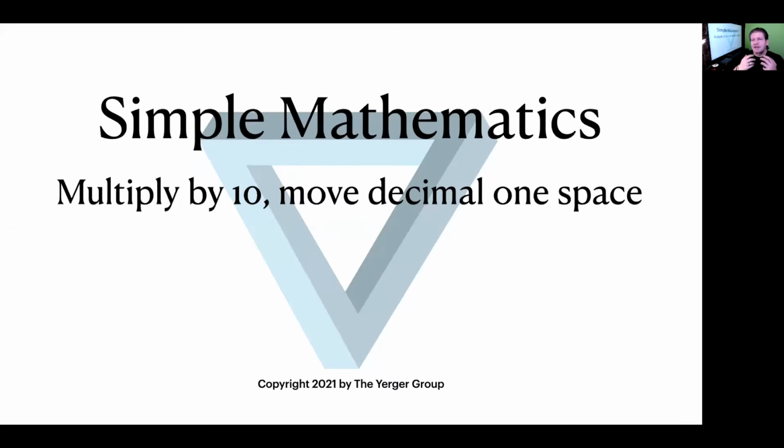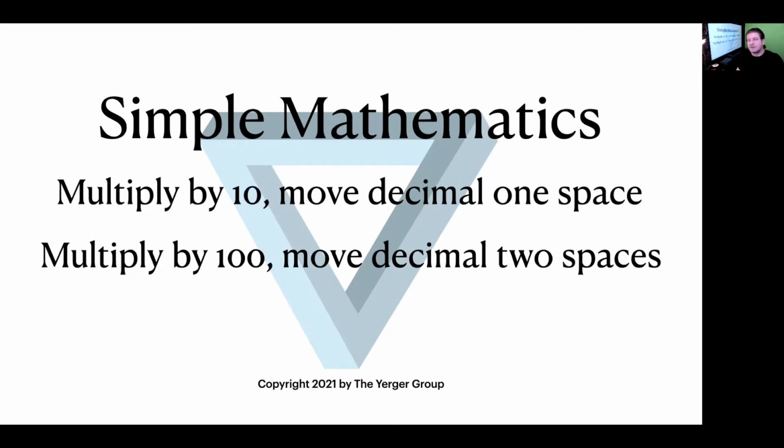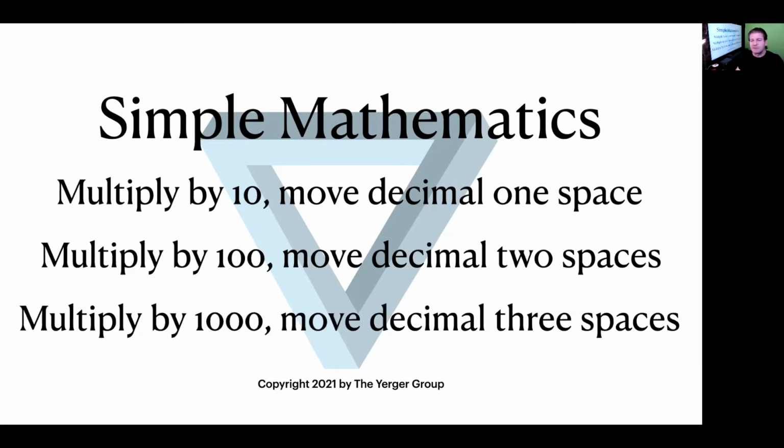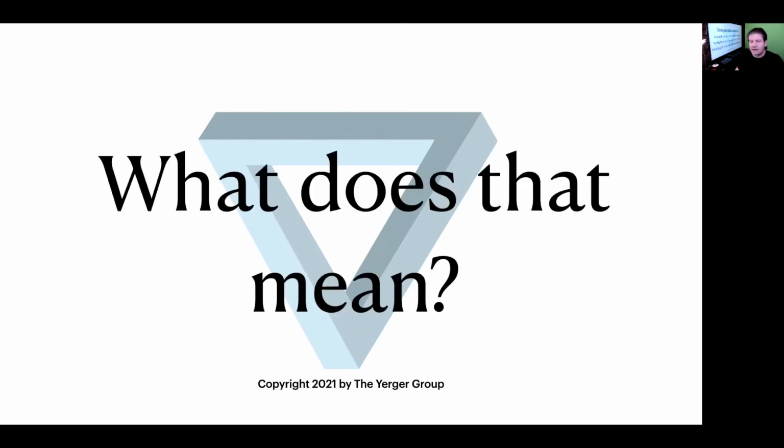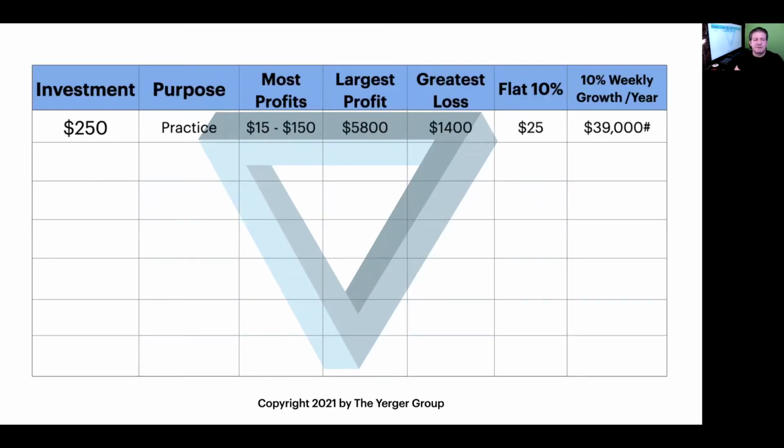Really, what we're talking about is just simple mathematics. Multiply your account by 10 to move the decimal point one place. Multiply by 100 to move it two places, and by 1,000 move it three places. Well, what does that mean? Here's what we're talking about.